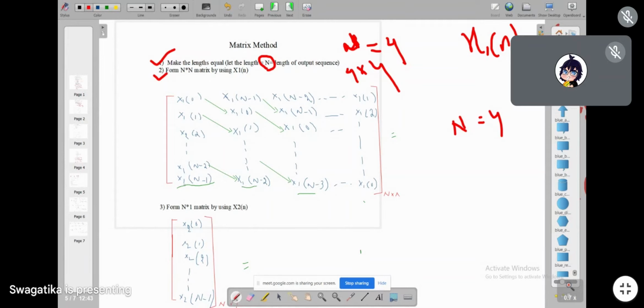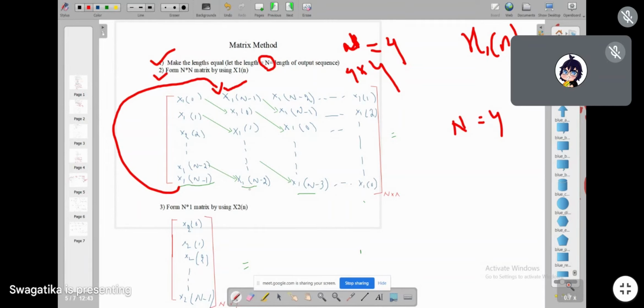Now how will I rotate this one? You can see x1 n minus 1 will be placed here, in the first row. Now you can shift these values. x1 0 is shifted to the second row, x1 1 will be shifted to the third row, like this. One position shift. Clear? Yes, ma'am.